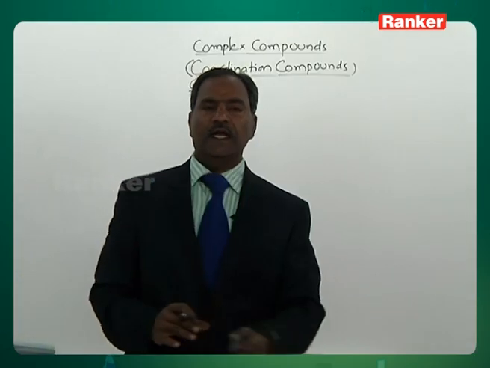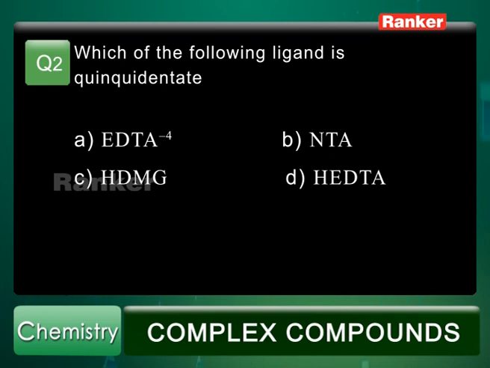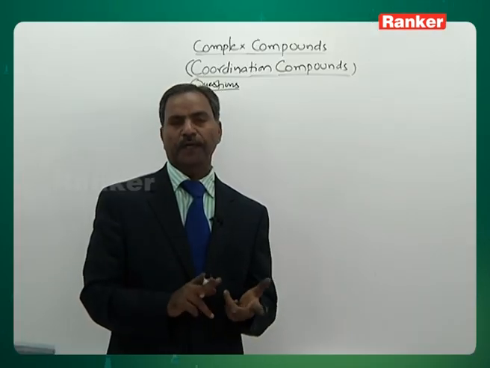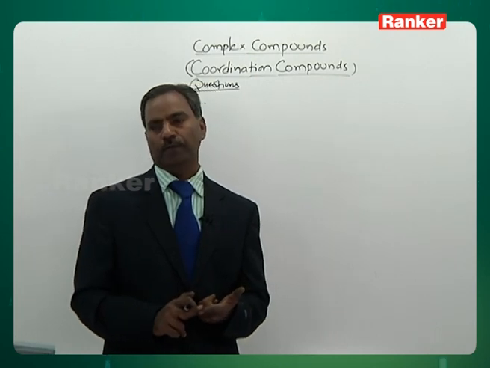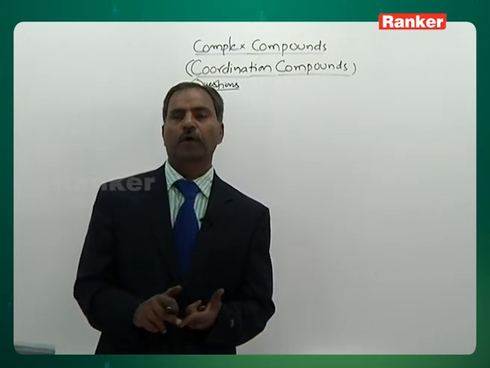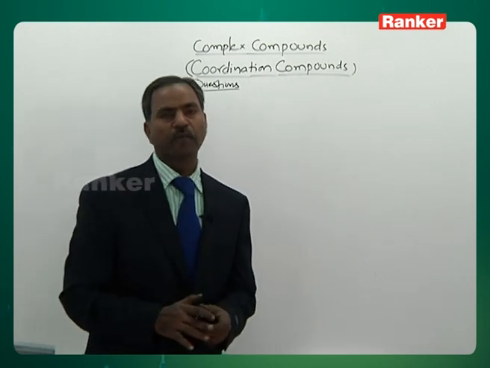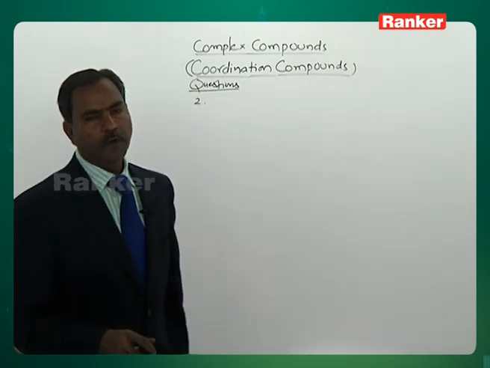Question number 2. Which of the following ligands is quinquedentate? Option A is EDTA 4-, that is hexadentate. Option B is NTA, nitrilotriacetate, which is tetradentate. HDMG is only bidentate. And option D, HEDTA, is pentadentate. Quinquedentate means pentadentate. Monodentate, bidentate, tridentate, quadri means 4, quinque means 5. So option D.